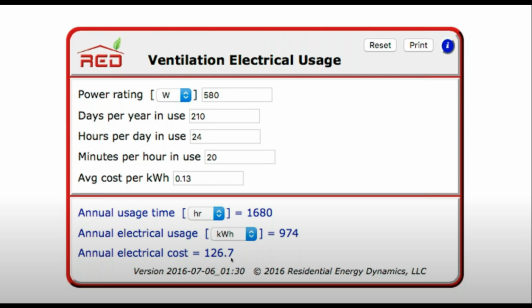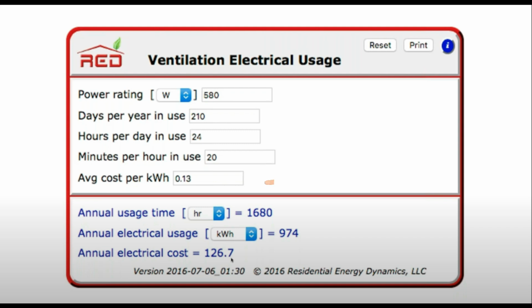There's a website out there called RedCalc. It's by Residential Energy Dynamics, and they have a residential energy usage calculator. I put in the power rating, which is the watts of a compact dehumidifier made by Santa Fe, including the number of days in the year it was going to be in use, and estimating that it will be running 20 minutes out of every hour during each day. These estimates are very aggressive because I wanted to show the worst case scenario on usage.